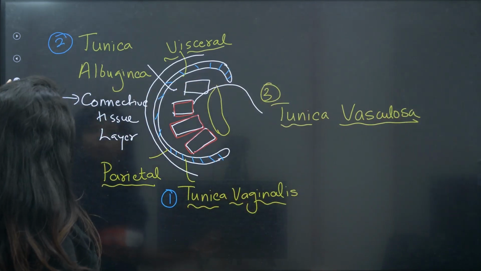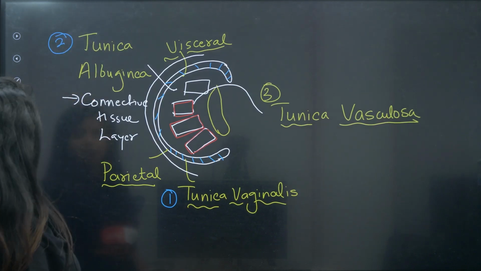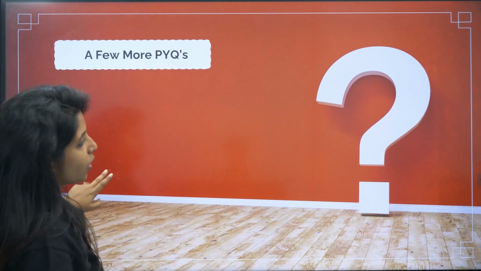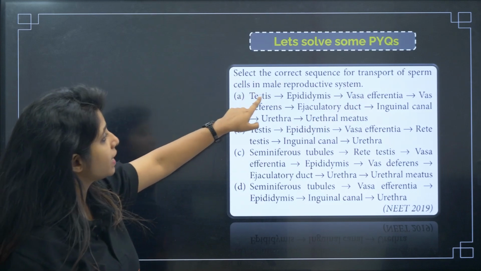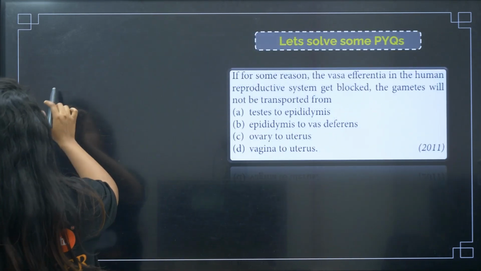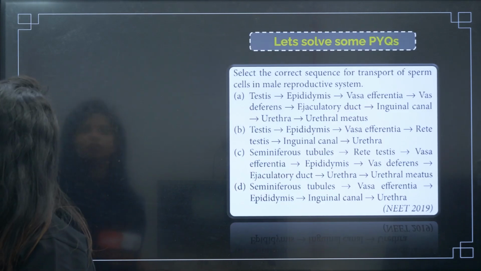That's all. So that was an extra piece of information that I wanted to tell you. Now we go ahead. We have a few more PYQs. Two I'll solve, one I'll give you to solve. So select the correct sequence for transport of sperm cells in the male reproductive system. Can you select? Since we have already studied the accessory ducts, we should be able to do it.